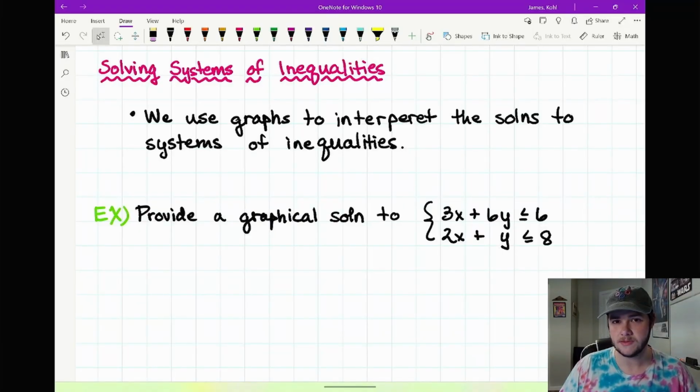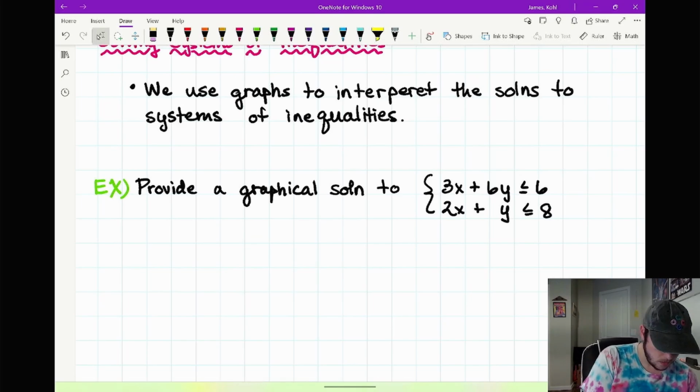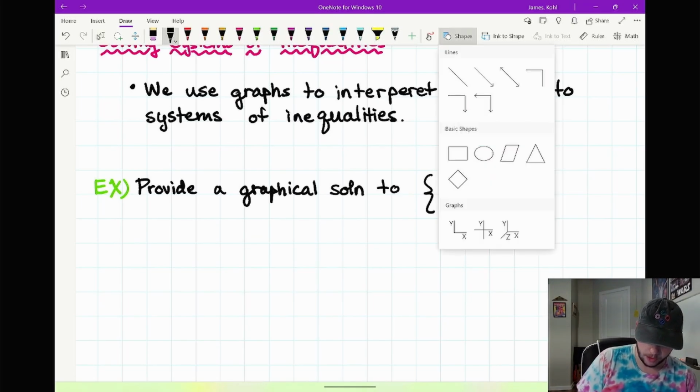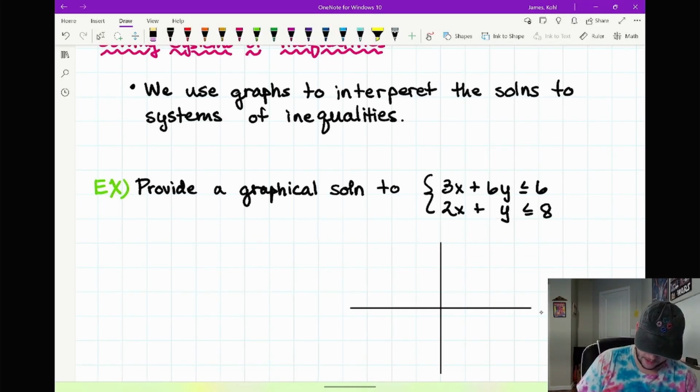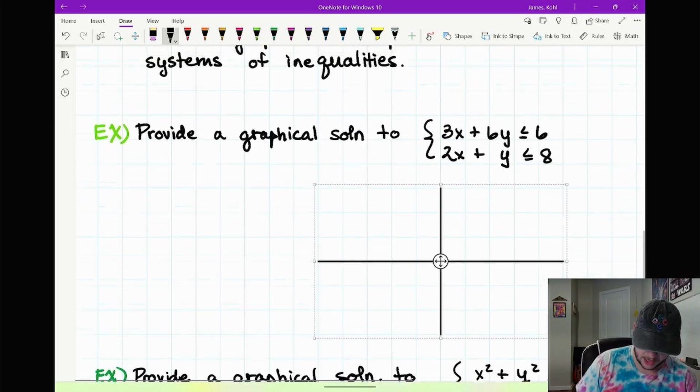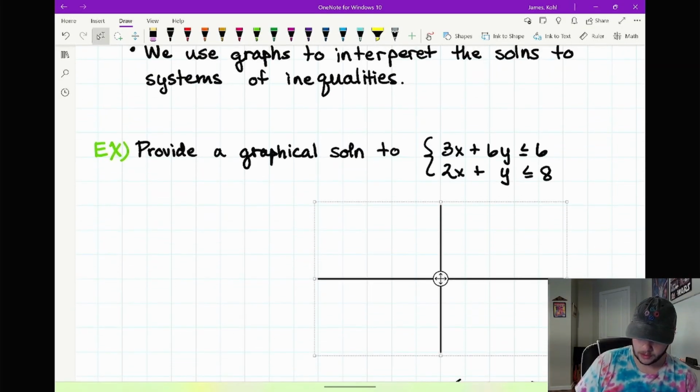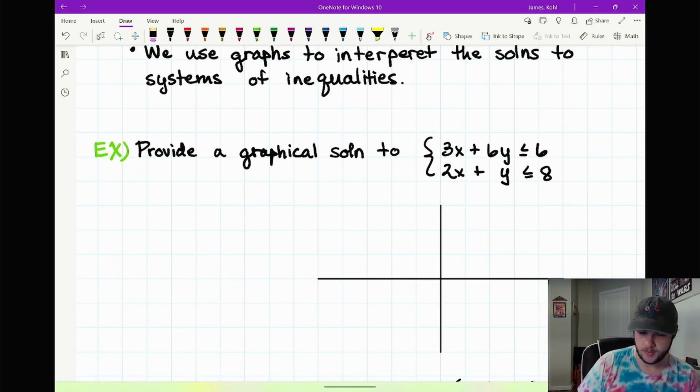To solve systems of inequalities, we use graphs to interpret their solutions. So, what do I mean by that? Let's provide a graphical solution to this problem. Just as before, we're going to graph both of these inequalities on the same axis. In order to do that, it might be a little bit easier to write these in slope-intercept form.